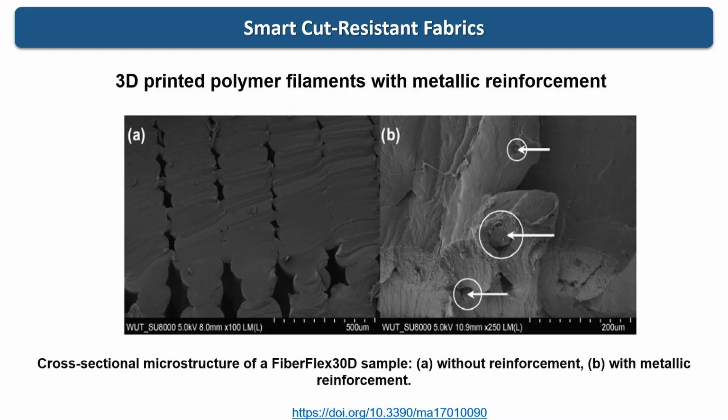Now, this is the picture, cross sectional, of microstructure of fiber. So, here it is without reinforcement, A, and this is the with reinforcement. We can see the reinforcement. If we see the cross section here, this 3D printed polymer with reinforcement, that means the metal is inserted within the structure, which results in much higher tear strength and cut resistant property.